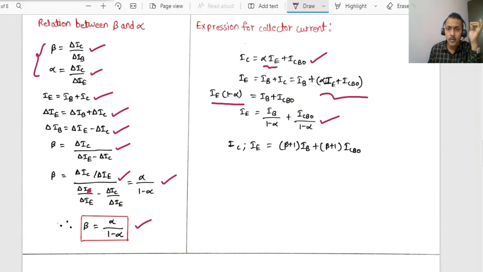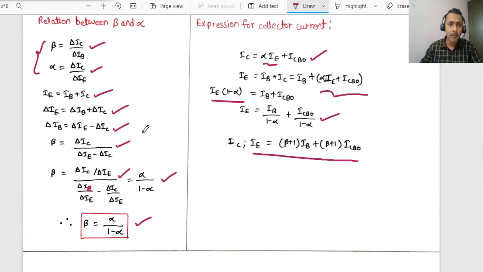Now, we are familiar with 1 by 1 minus alpha. If you simplify further, we get the emitter current as IE equals (beta plus 1) times IB plus (beta plus 1) times ICBO. This is the relationship between beta and alpha.